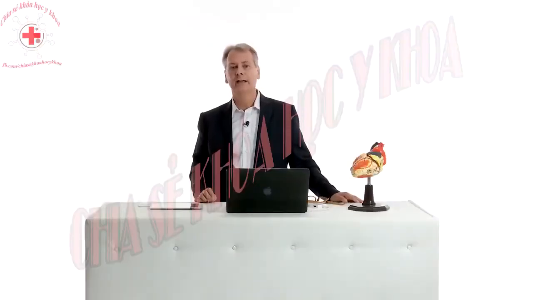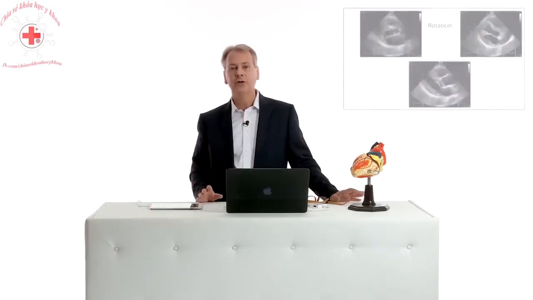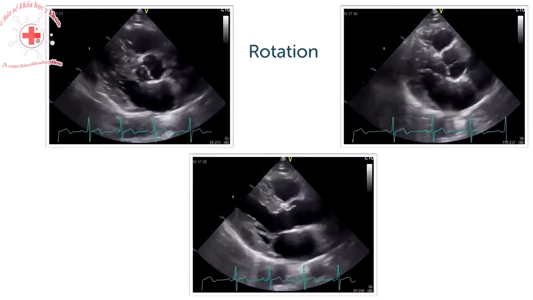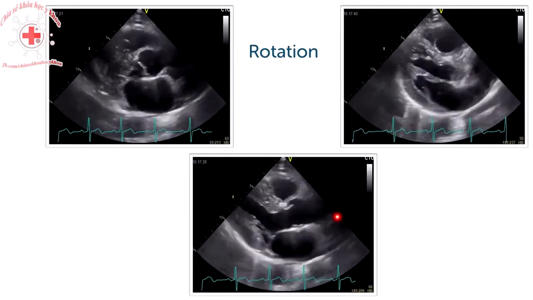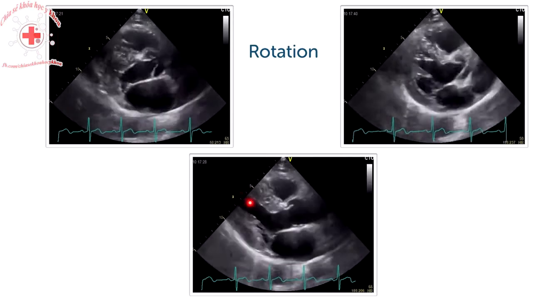For those of you who took the Echo Bachelor class, this is just a repetition, but it's a very important fact. It shows you what happens if you don't have the correct rotation if you want to perform a longitudinal view. The view here at the bottom is the correct view. You have the full length of the ascending aorta in your view, and you have the ventricle quite large.